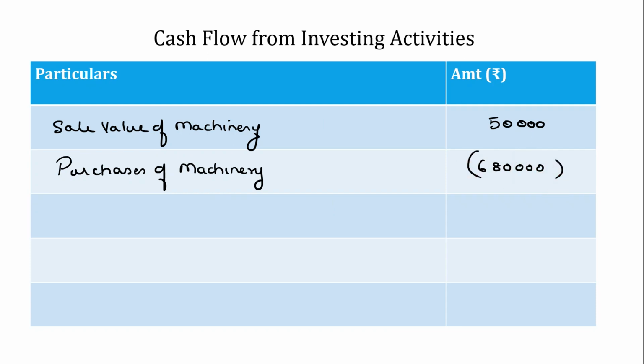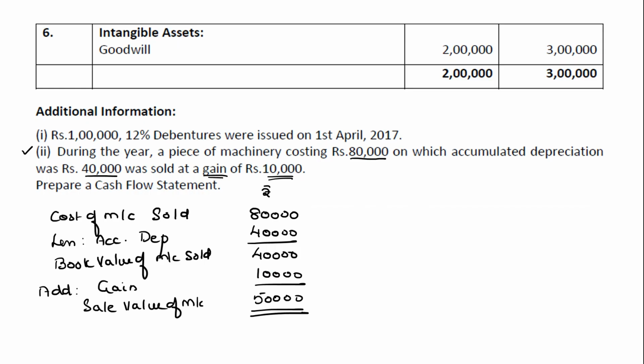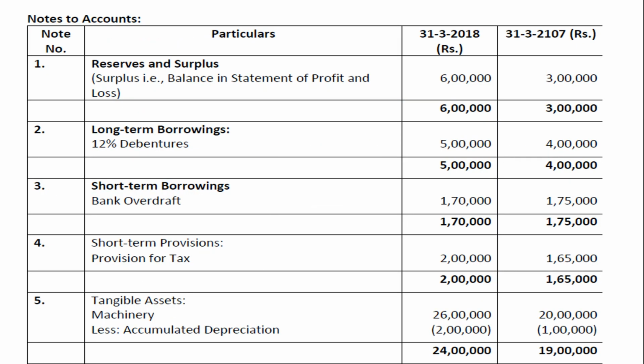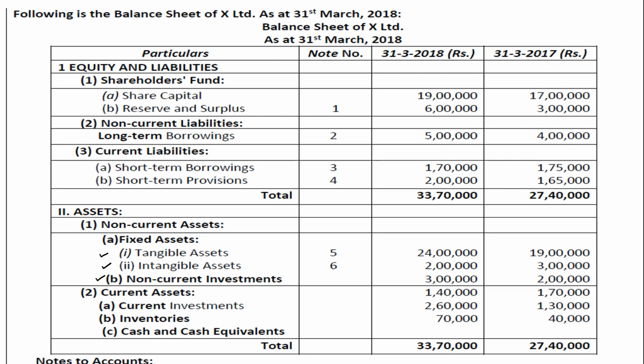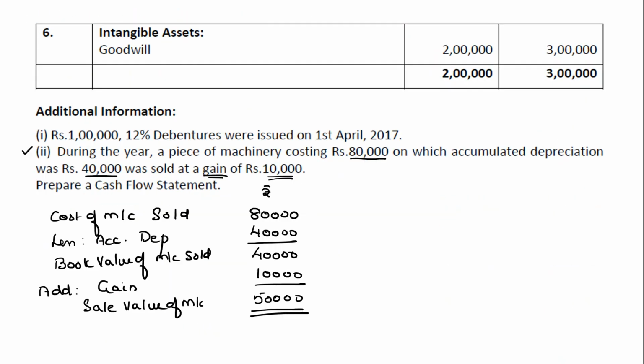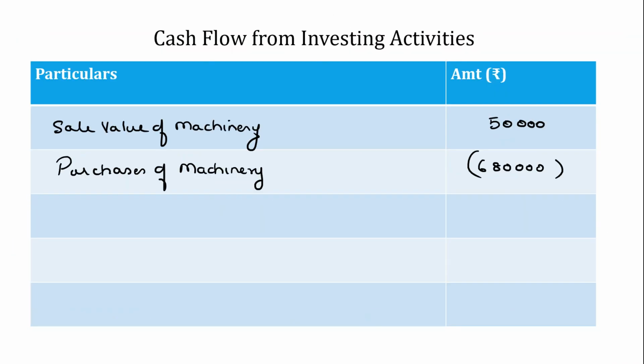Other than that, if you remember, I told you one more thing that has to be considered. That was our non-current investment, which was a direct change, no note. From 2 lakh it increased to 3 lakh, means during the year 1 lakh worth of investment was made. So that represents an outflow. So let's write that. Purchases of investments. An outflow of 1 lakh.